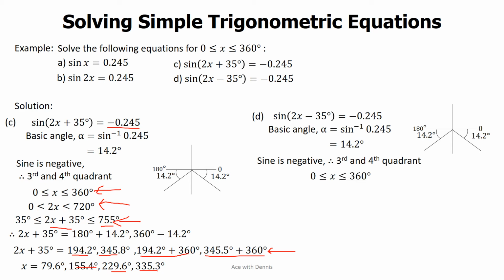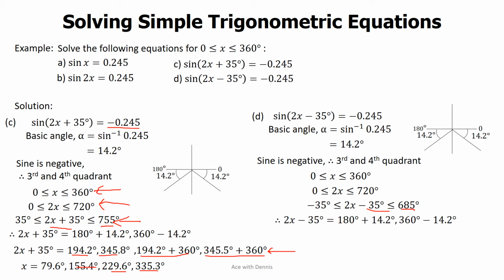The range of x is from 0 to 360 degrees. So 2x will be from 0 to 720 degrees. And then we minus 35 degrees for all the sides here. So 0 minus 35 degrees, you get negative 35 degrees. 720 degrees minus 35 degrees, we get 685 degrees. So this is the range of the angle 2x minus 35 degrees.